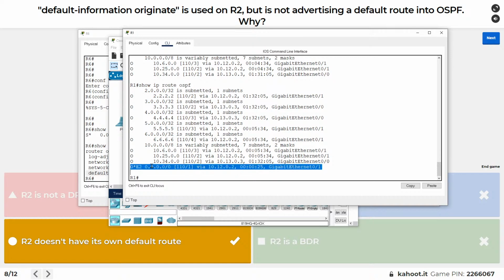An external type 2. You don't really need to worry about an external type 2 and what that means as an LSA type 5 or anything like that. But what you do need to be aware of is that the default information originate without the always keyword will only advertise a default route if the router running that command in its OSPF configuration has a default route. So now the whole OSPF domain's happy. They all know how to forward, they have a default route.